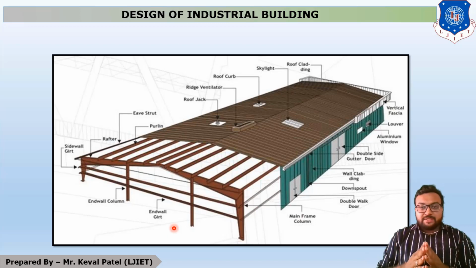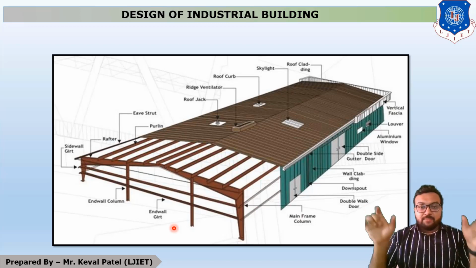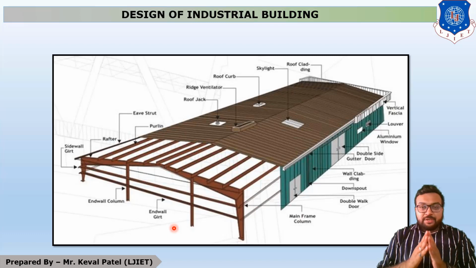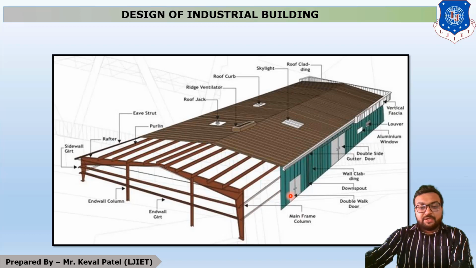Whenever you see your industrial building from the front side, only two columns are visible. But if you see your industrial building from a 3D point of view, you can see that a number of columns are arranged at some distance based on their design. Say, for example, this is your first column and another column is situated over here, then the distance between these two columns is called the spacing of roof truss.